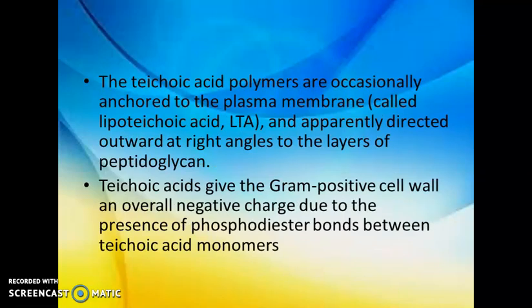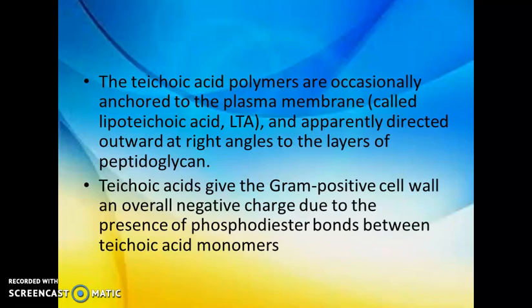This means the teichoic acid polymers are occasionally anchored to the plasma membrane, called lipoteichoic acid, and are directed outwards at right angles to the layer of peptidoglycan. So we have already discussed teichoic acids, which are seen perpendicular to the layer of peptidoglycan. This teichoic acid gives the gram-positive cell wall an overall negative charge because of the presence of phosphodiester bonds between the teichoic acid monomers.